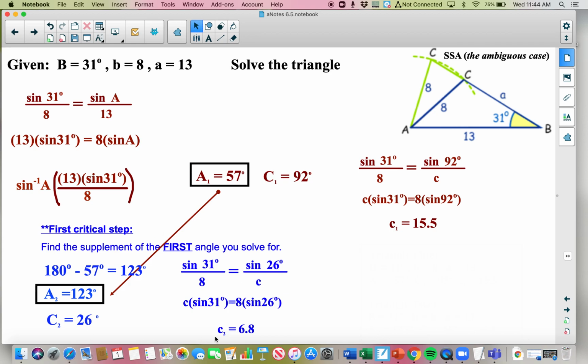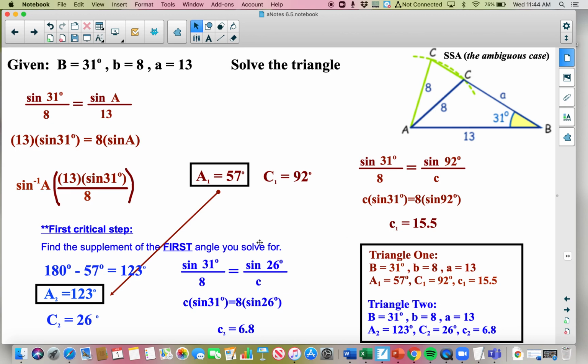So this is all of the second triangle information. This is all of the first triangle information. The black stuff goes with both. So in summary, here are your pieces. So triangle 1, triangle 2.